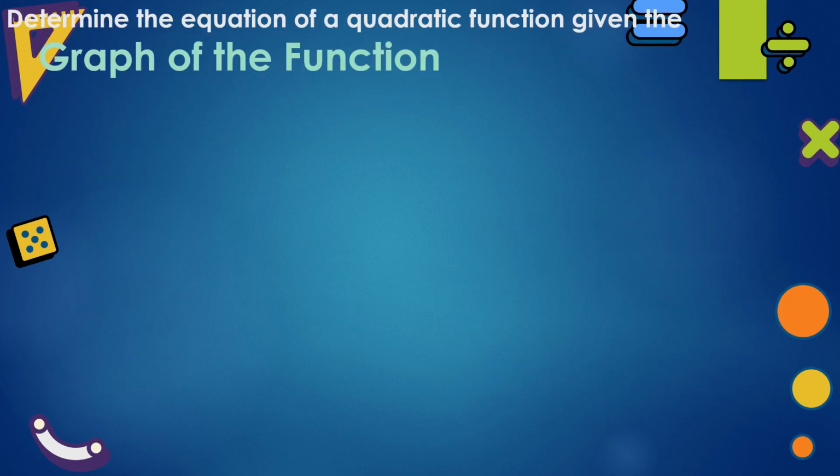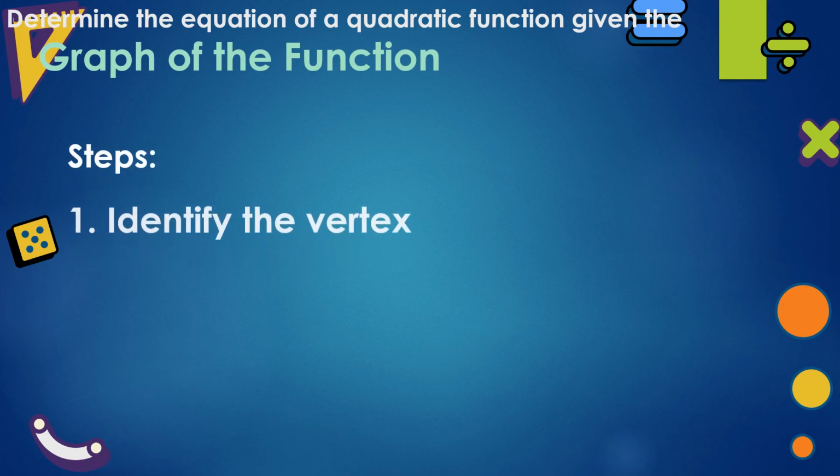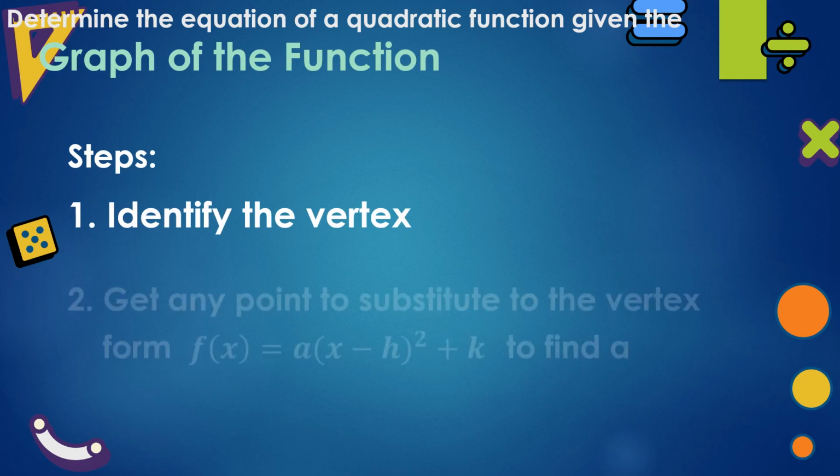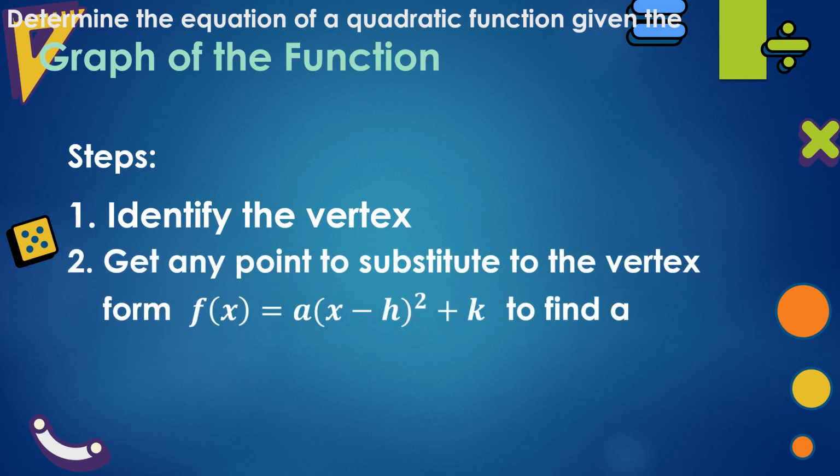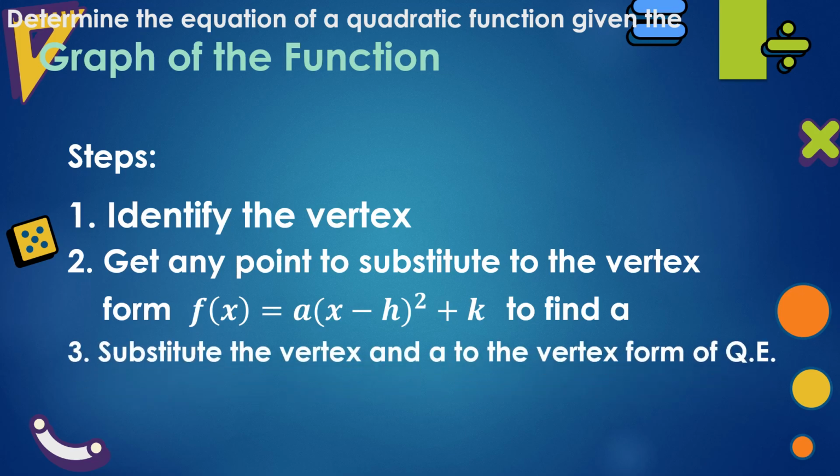Now let us determine the equation of quadratic function given its graph. Here are the steps. Identify the vertex. Find a by substituting any point to the vertex form, f of x is equal to a times the square of x minus h plus k. Substitute the vertex and a to the vertex form of quadratic equation.